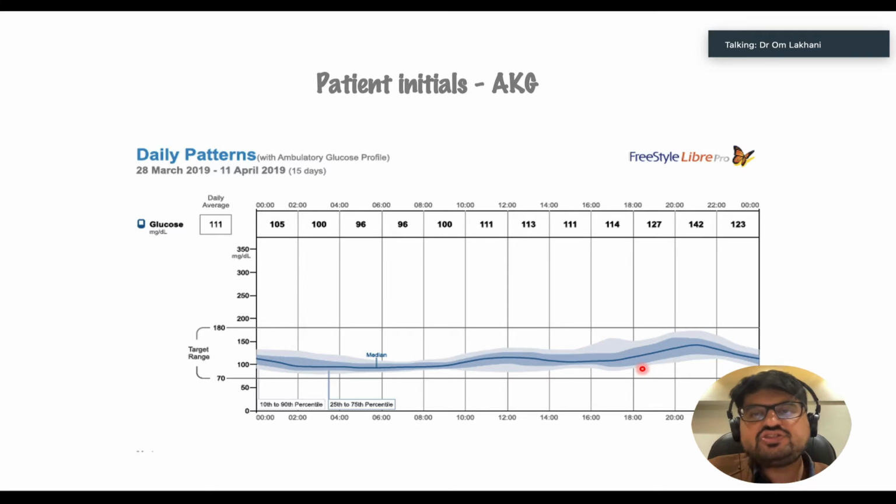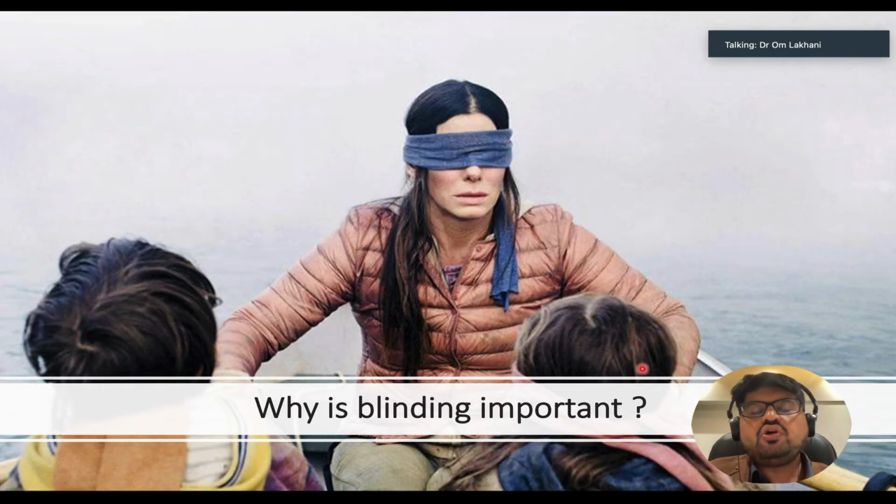So the idea here is to show you that all these 3 patients had an HbA1c of 6.5 to 6.8, but if you see under the hood, if you put a professional CGM, you realize that all these 3 patients are not the same. They are completely different in terms of their glycemic profile. So blinding has its own importance.